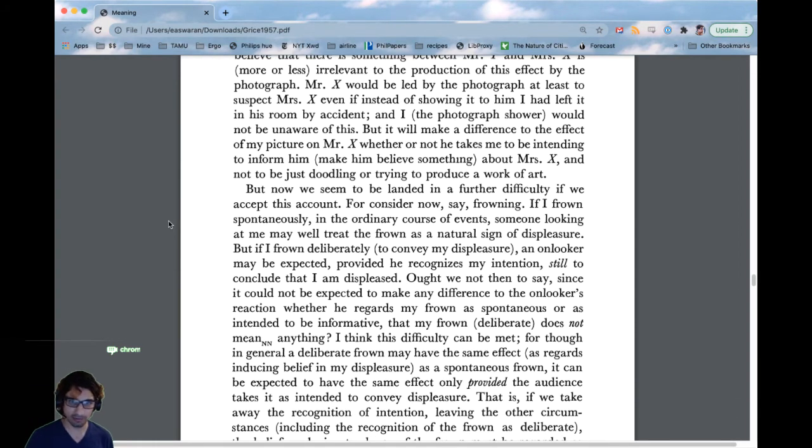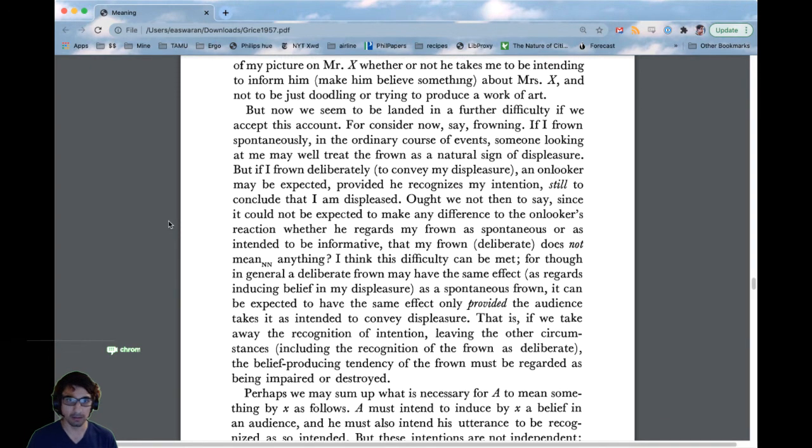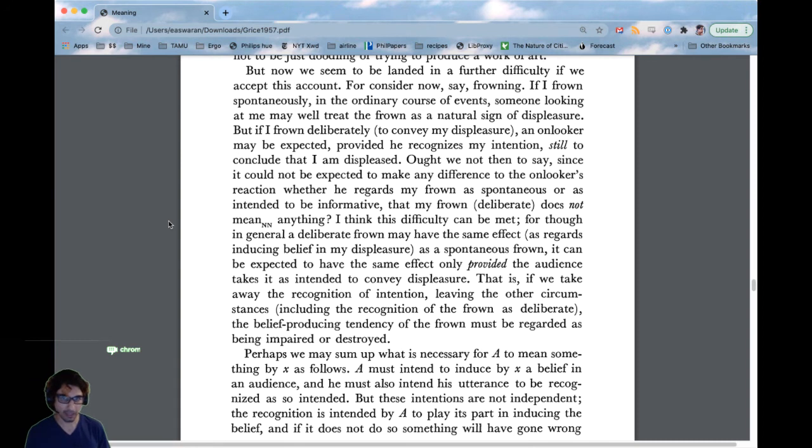So now we've landed in a further difficulty if we accept this account. For consider now, say, frowning. If I frown spontaneously in the ordinary course of events, someone looking at me might well treat the frown as a natural sign of displeasure. But if I frown deliberately to convey my displeasure, an onlooker may be expected, provided he recognizes my intention, still to conclude that I am displeased. Ought we not then to say, since it could not be expected to make any difference to the onlooker's reaction whether he regards my frown as spontaneous or as intended to be informative, that my frown deliberate does not mean anything?